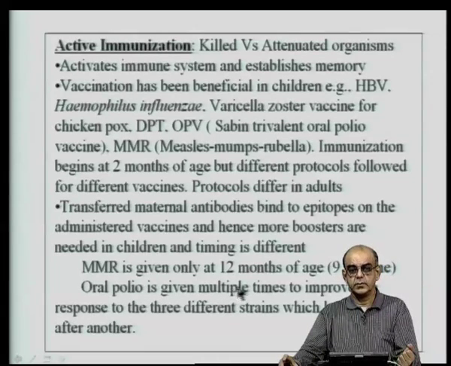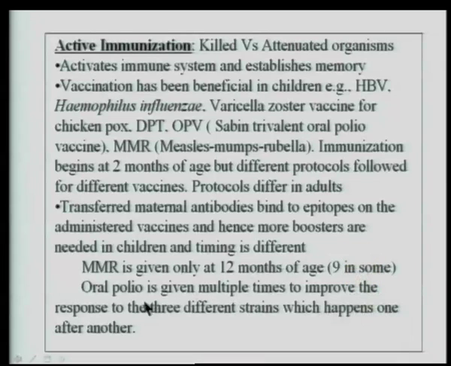Usually, MMR is given only at 12 months of age. Oral polio is given multiple times to improve the response to the 3 different strains in this Sabin oral polio vaccine. Because of this, more boosters are required, because the immune system makes antibodies to one strain of this vaccine, then the next strain elicits the formation of antibodies, and finally the third strain elicits the formation of antibodies.